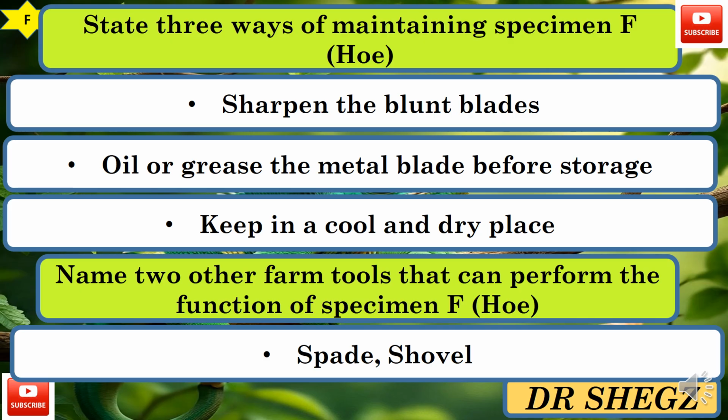The farm tools that can still perform similar functions to specimen F. If specimen F is absent in the farm, what do you use for these functions? Of course, the spade can be used, the shovel can be used. Some people even go as far as using the trowel, even though the trowel is not necessarily as sharp as the hoe.